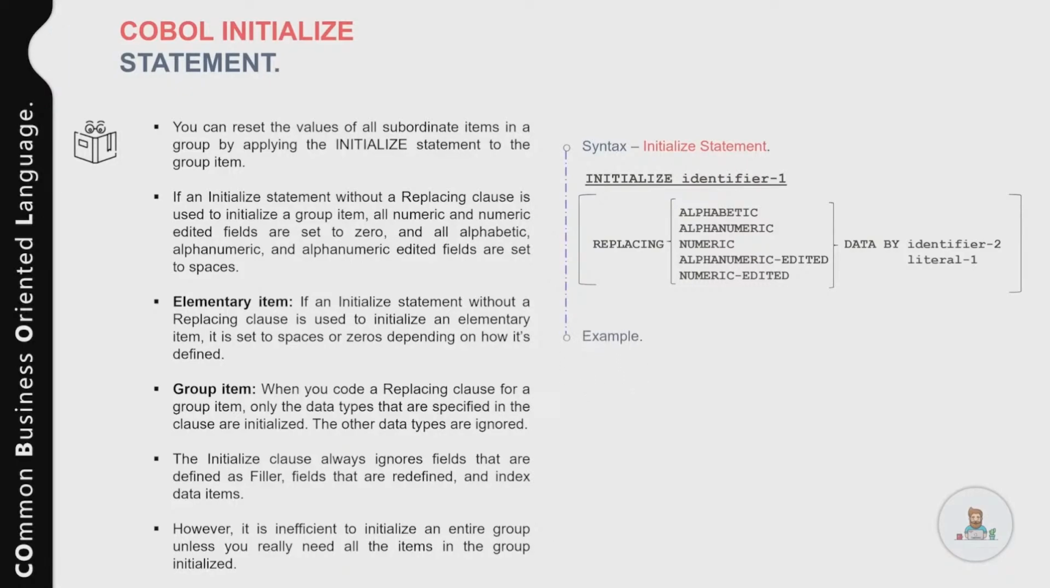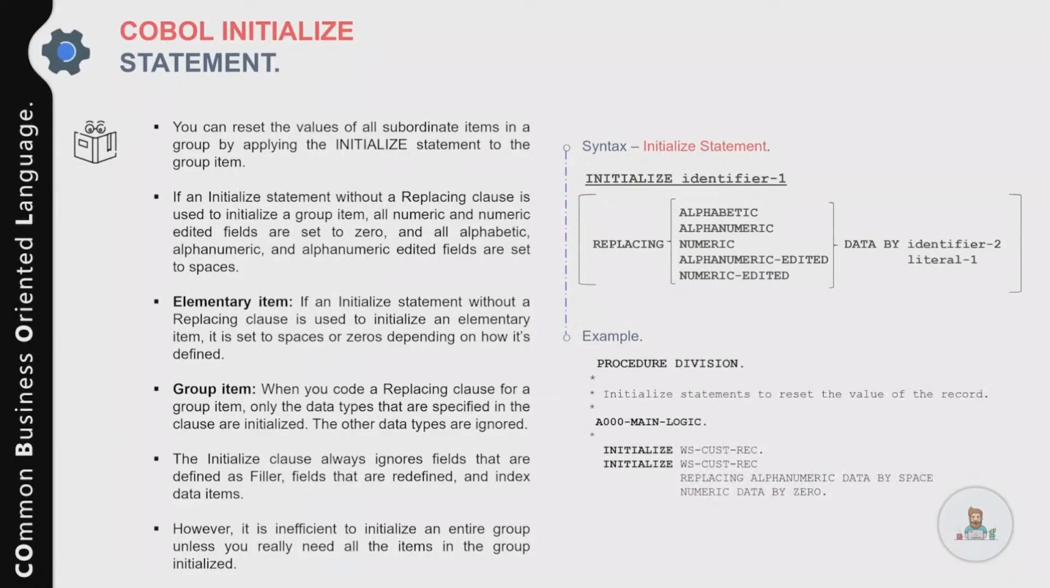The syntax is pretty simple. You have the initialize keyword followed by identifier 1. Thereafter you have the replacing keyword. Thereafter you have additional options, that is alphabetic, alphanumeric, numeric, and these are used to specify the type of elementary items defined in your group variable. After that you have the data by keyword followed by identifier 2 and literal 1.